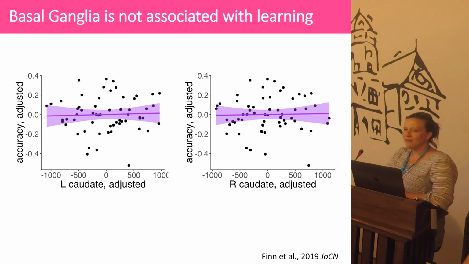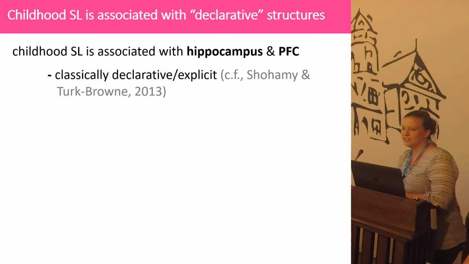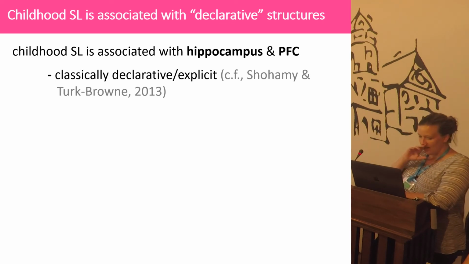And I want to talk about this more because basal ganglia used to be our favorite substrate for implicit learning, at least for proceduralized aspects of motor learning. And I have lots of thoughts about that. But we find that it is actually not associated, at least with individual differences in structure during childhood. So what I found here is that childhood statistical learning is actually associated with hippocampal and prefrontal cortex, and these neural substrates are actually classically implicated in more declarative and explicit processes.